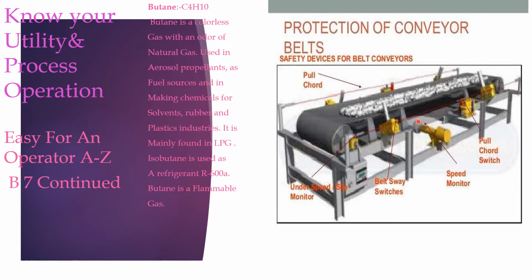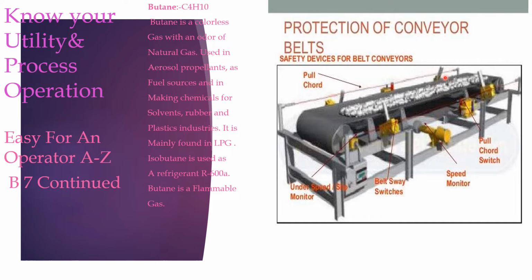A speed monitor is here. Tachometer will be there to measure the speed. Here, under speed monitor is also provided. Normally, the pull guard is tied on the side frame throughout the length of the belt, and here will be the zero switch or sway switch, which when the belt gets swayed, automatically it will come in line and adjust the swaying. If it is more swaying or the belt gets any damage, then it will trip the belt conveyor.